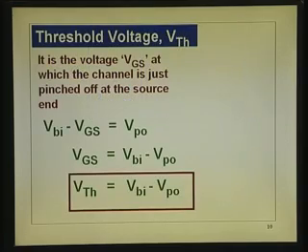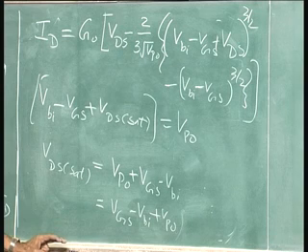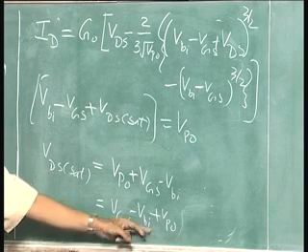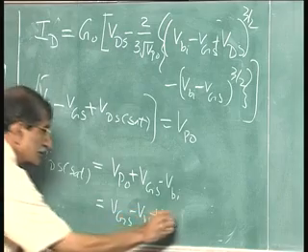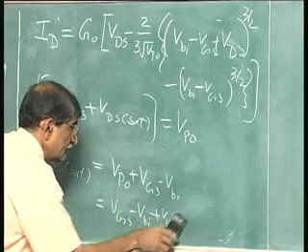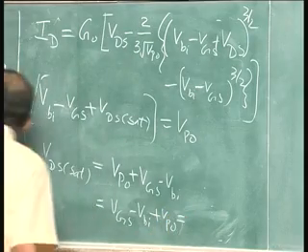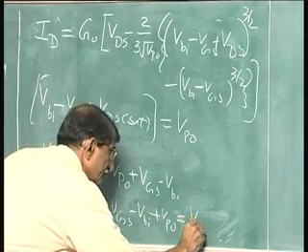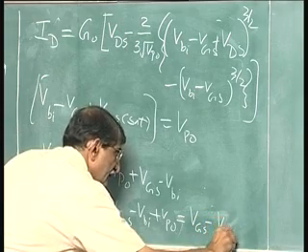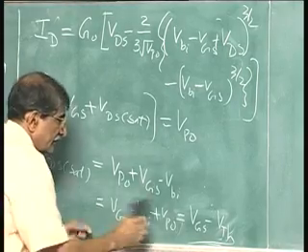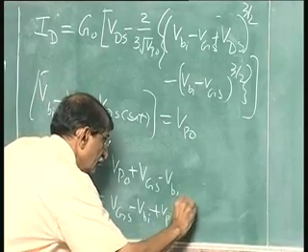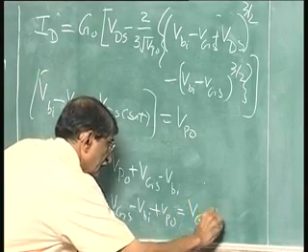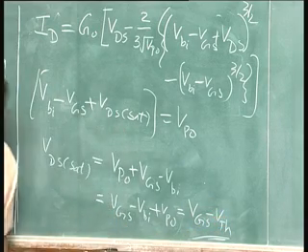So, let us just go back to this and see. We have just now said that threshold voltage is Vbi minus Vp0, which means this whole quantity is equal to Vgs minus V threshold. So, that is what we have.